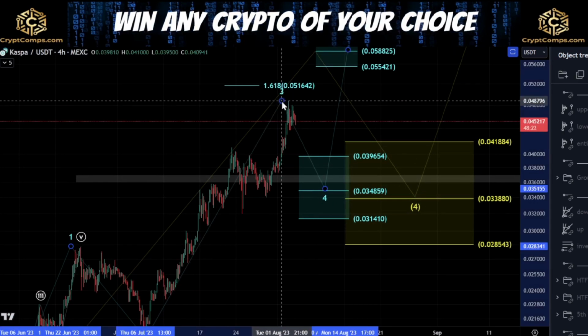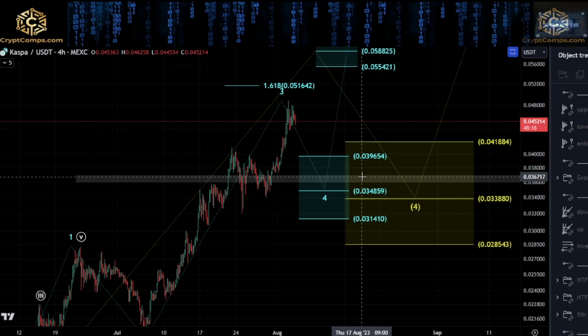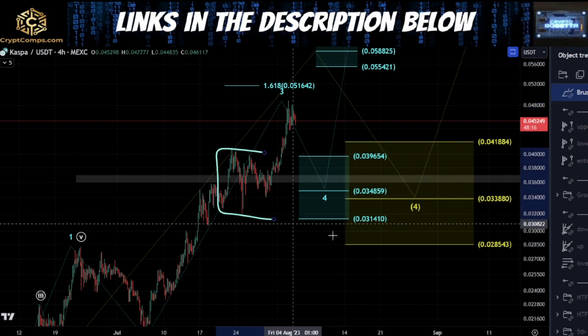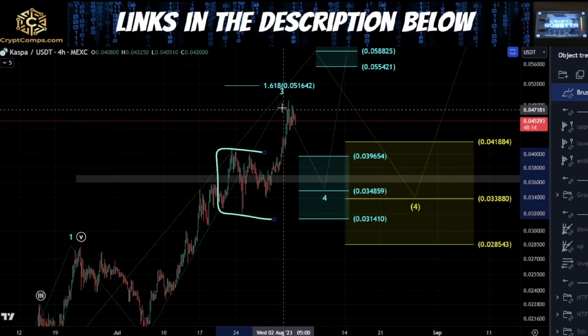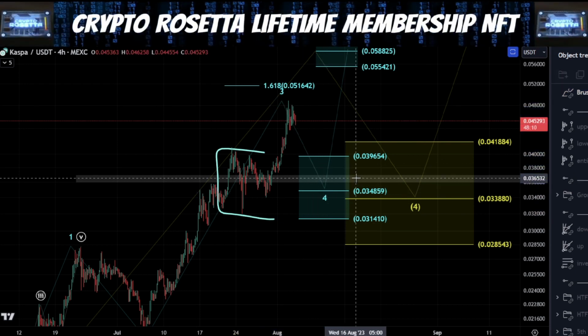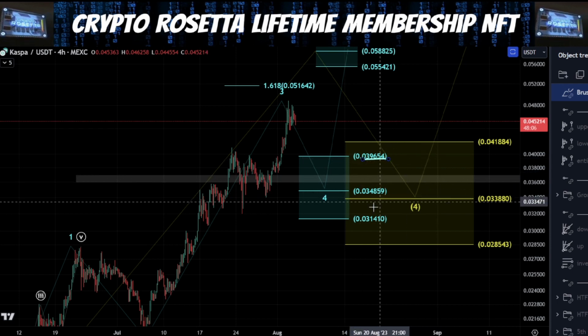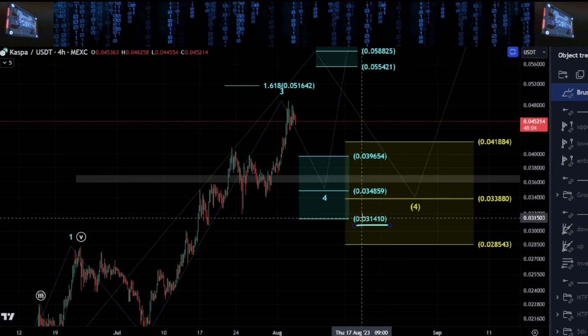Now, if we do actually look to break down here and we see a smaller 3-wave move to the downside, which still maintains this previous structure over here, I would be starting to look for the potential that this wave 3 and 4 could be playing out, in which case what we'd be looking for is a potential move down towards this 39654 to this 31410.